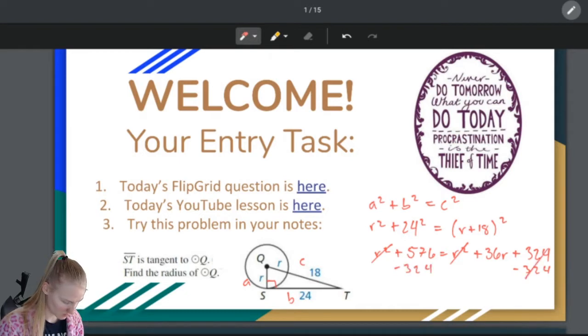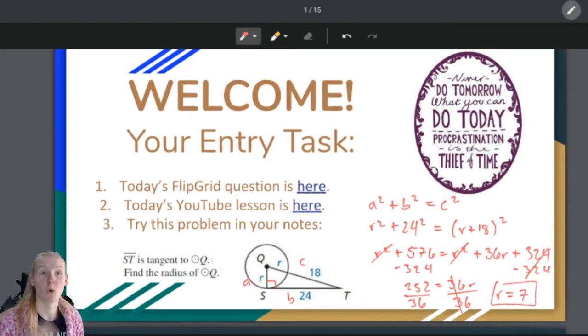Those get 252 equal to 36 R, divided by 36 on both sides. And you have R equals 7. 7 what? We don't have any units. We were not given any units, so that is all we can say, is R equals 7.